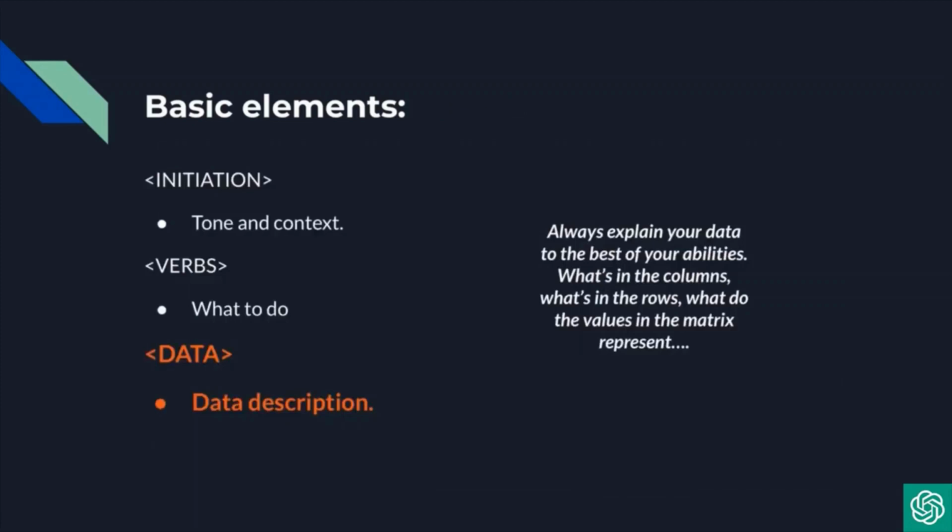In the group of the basic elements, the next one is the data. When working with data, it's important to explain it to the best of your abilities. You need to specify what's in the columns, rows, and what each value represents in the matrix. Since you can't supply the data to ChatGPT, you must do a good job of explaining it because the model can't see the data. If you're working with code, it's even more important to explain the data well, or you may run into problems when executing the code.